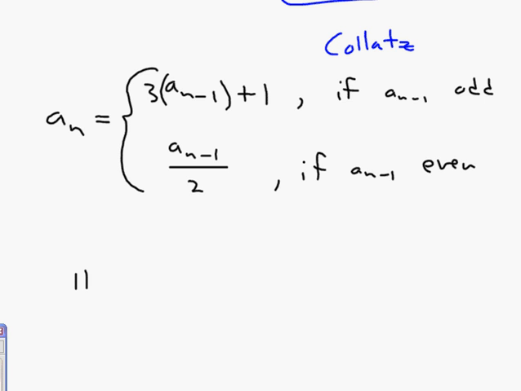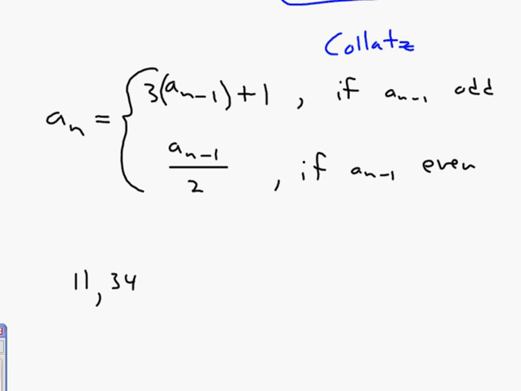So you take 11, and it's kind of interesting. It looks like a piecewise function, doesn't it? We just finished talking about piecewise functions. So 11 falls into which category? It falls into the first category. It's odd. So to get the next term in the list, we take that odd number, 11, multiply it by 3 and add 1. That's 33 plus 1, or 34. Now we're going to continue this game for a while, and we may not be sure what's going to happen.